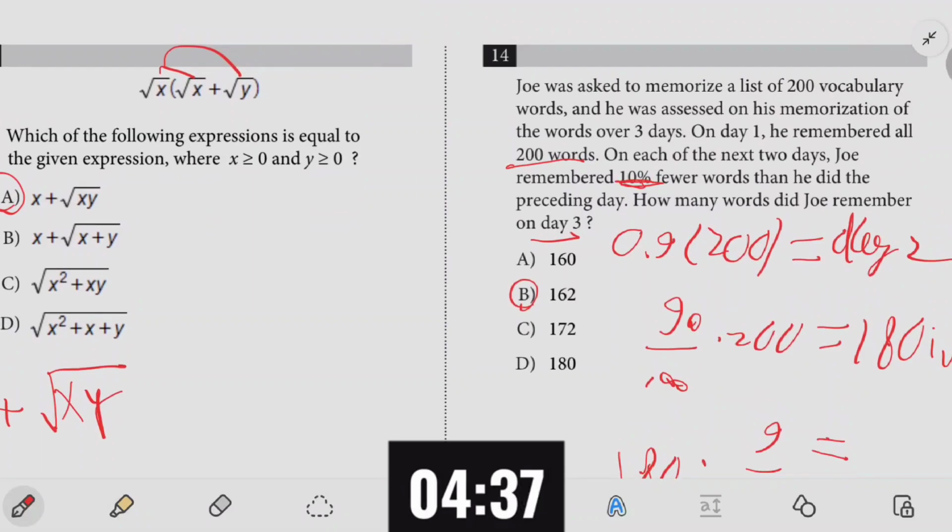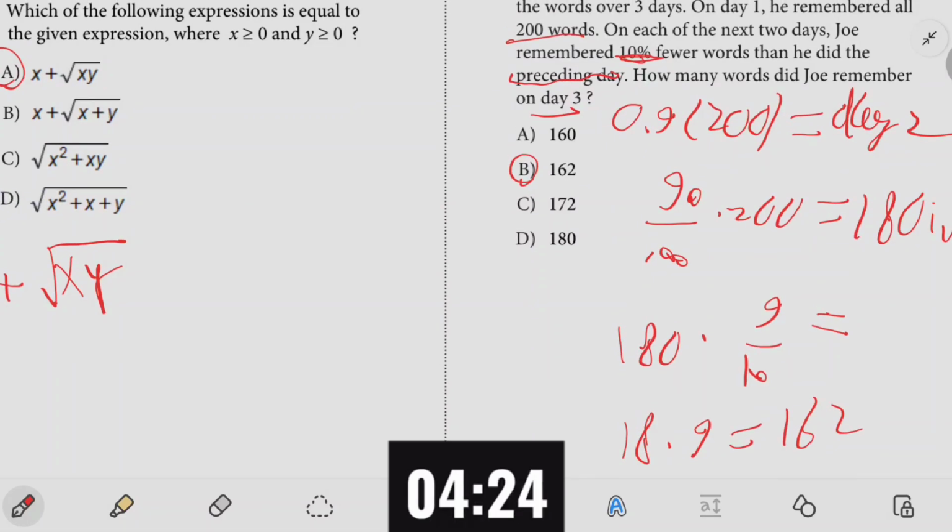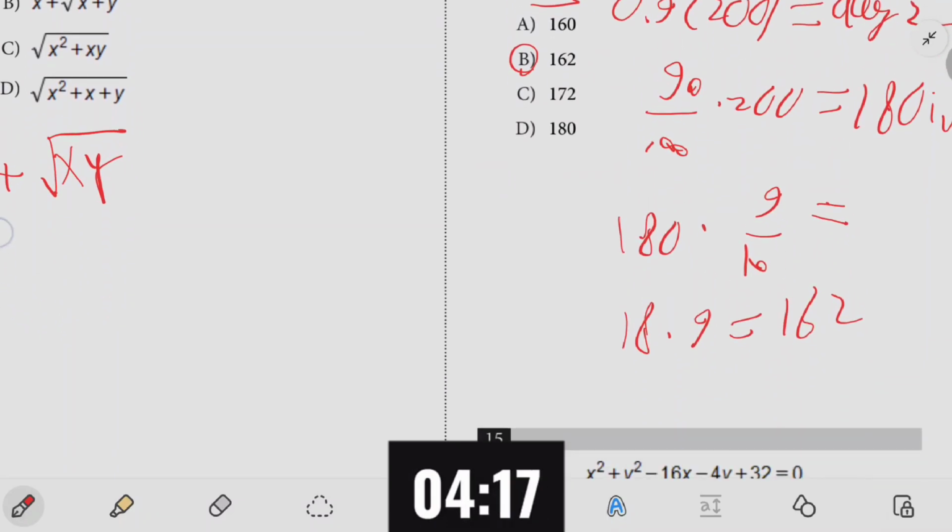Joey was asked to memorize, okay, and I want you to remember doing it, Joey remembered 10% fewer than he did the preceding day. See, the preceding day is a keyword. That means we have to do 90% of whatever we got for day 2, which makes sense. 9, 10, 18, 72, 90, yeah, that makes 162.